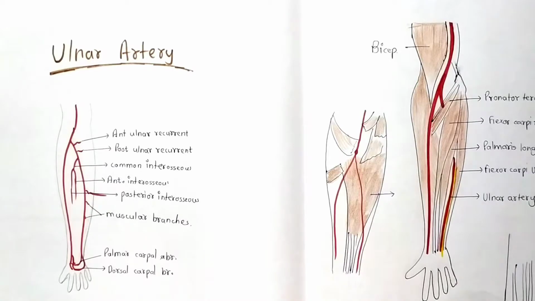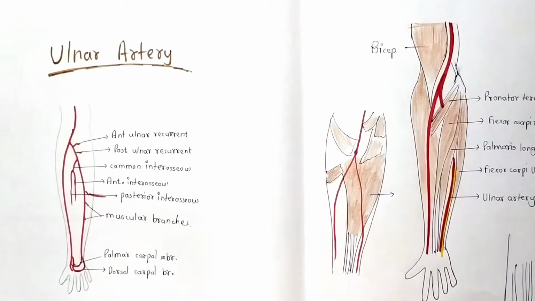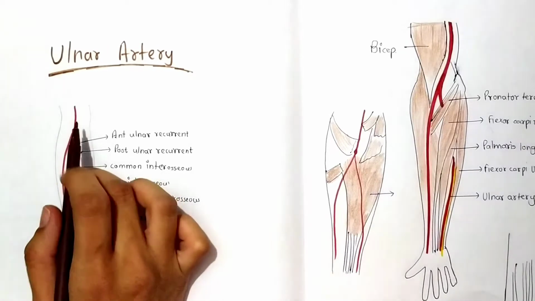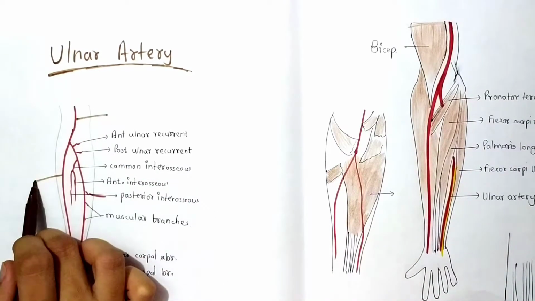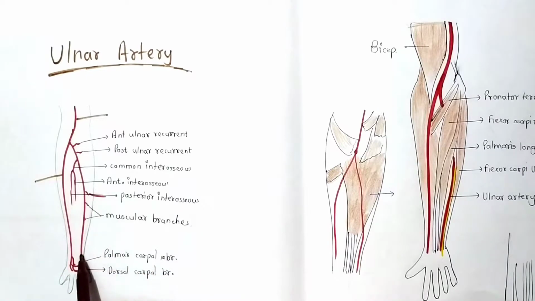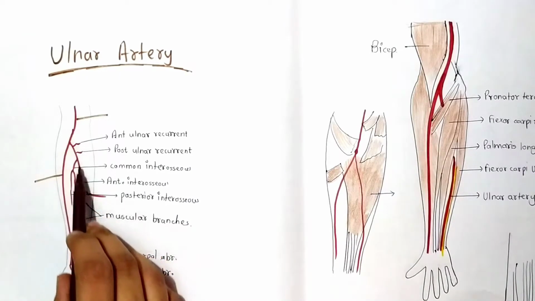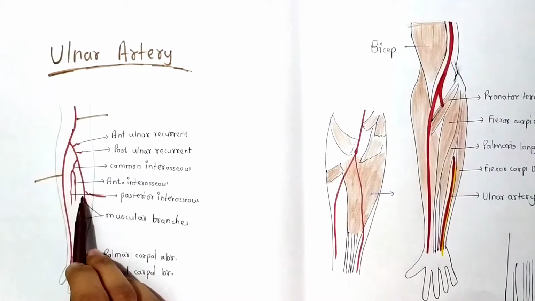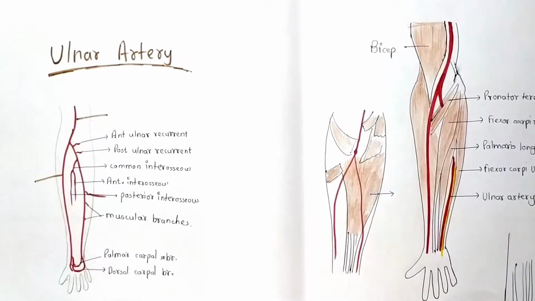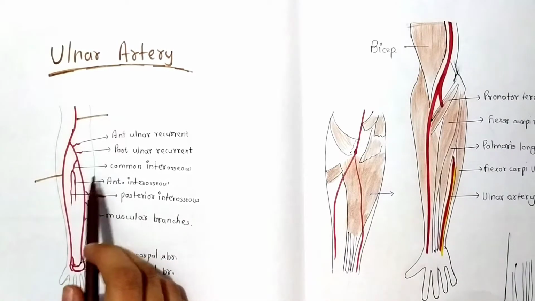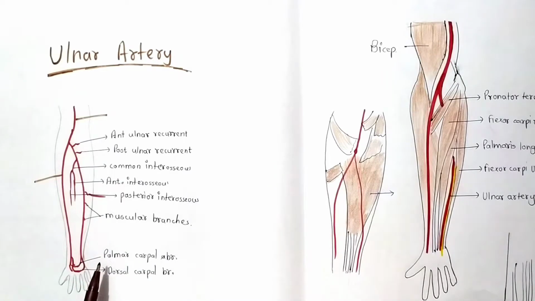Myself Alfia Qureshi. So in the last video we talked about the radial artery. Now in this video we will be talking about the ulnar artery, which is the larger terminal branch of the brachial artery. So this is the brachial artery, this one is the radial artery, and this is the ulnar artery. This artery has an oblique course in its upper half and then a vertical course. It is covered with muscles in the upper part and it is superficial in the lower part.